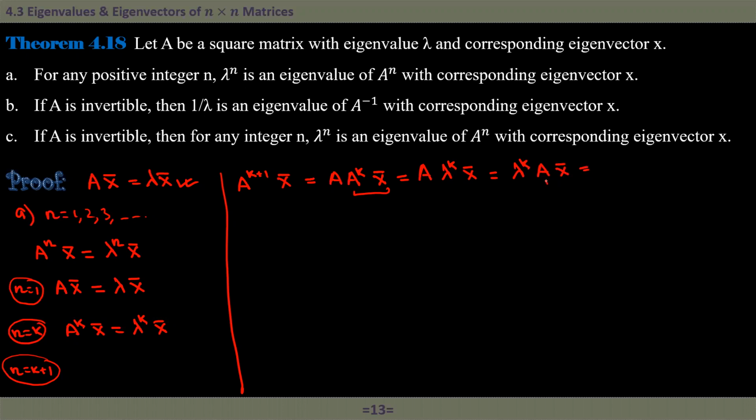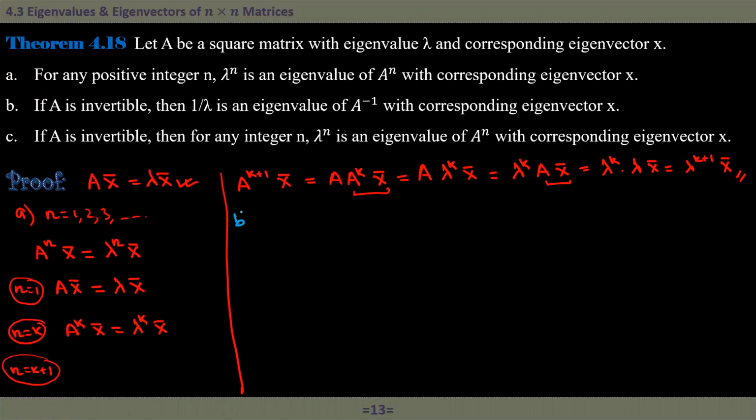We also know that matrix A times vector x is equal to lambda times x. So we have lambda to the power of k times lambda times vector x, which is equal to lambda to the power of k plus 1 times vector x. Since it works for the next one as well, by induction the result is true for all integers greater than or equal to 1. Okay, that's the proof of the first part.